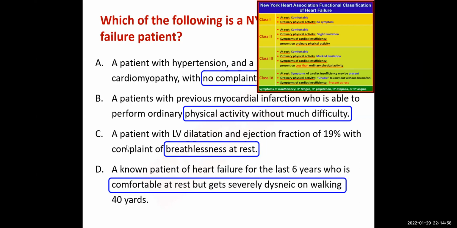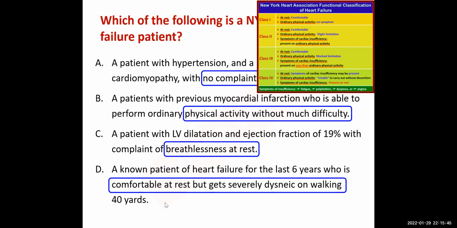All right, I got a couple of answers which say D, and D is the correct answer. Because in the first three cases, class 1, class 2, class 3, we said that the patient is comfortable at rest, right? And class 4 is the signs and symptoms of cardiac insufficiency are present at rest. So here the patient is comfortable. Here he can do physical activity without much difficulty, which means that it is class 2, it is slight limitation. There are no complaints over here, that must be class 1, no symptom. And this is class 4 because at rest he has got the symptoms of cardiac insufficiency.